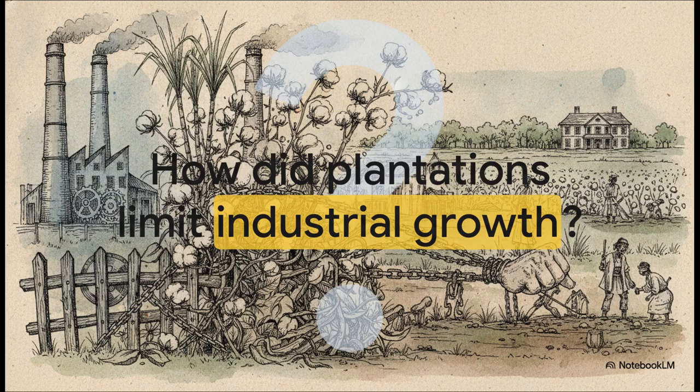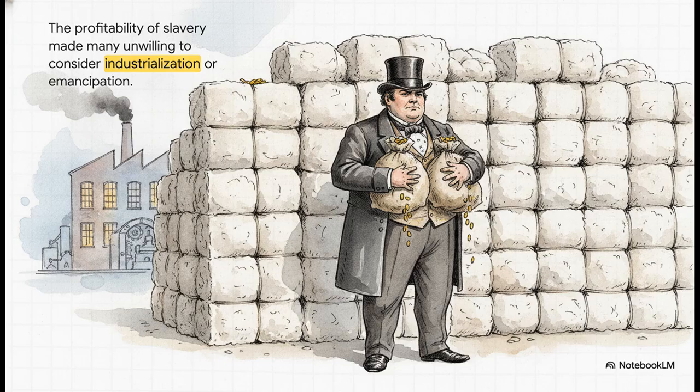So, looking at that cycle, how did the plantation system actually limit industrial growth? Why weren't factories and new technologies booming in the South the way they were in other parts of the world? Well, the answer really boils down to greed. The sheer profitability of slavery made many powerful Southerners completely unwilling to even consider industrialization, let alone emancipation. They were making so much money from the status quo, from exploiting forced labor, that they fiercely resisted any kind of change. They had zero incentive to build factories or innovate when the brutal system they already had was making them incredibly rich. It was a fatal economic flaw, completely driven by a profound moral failure.